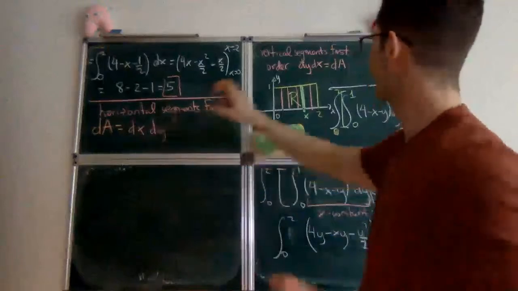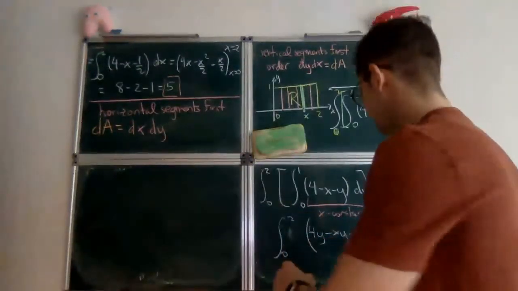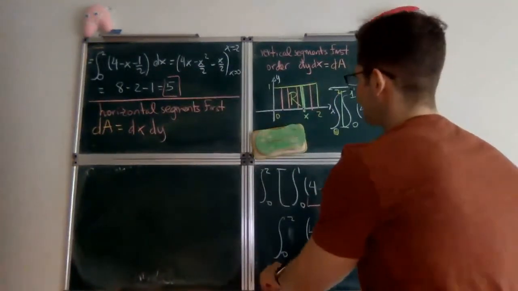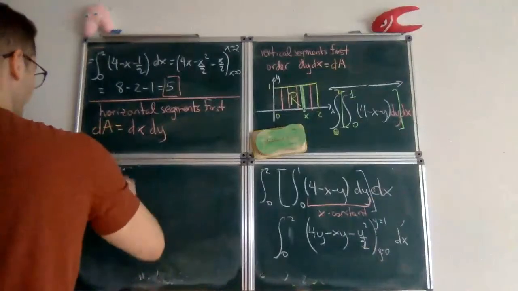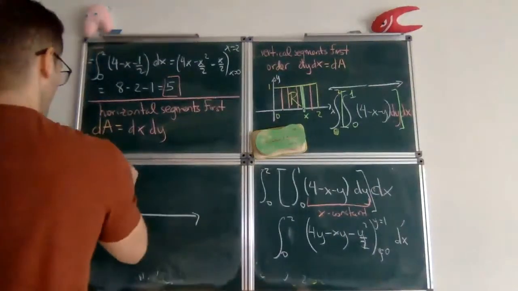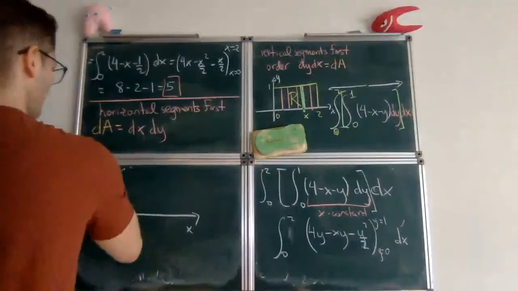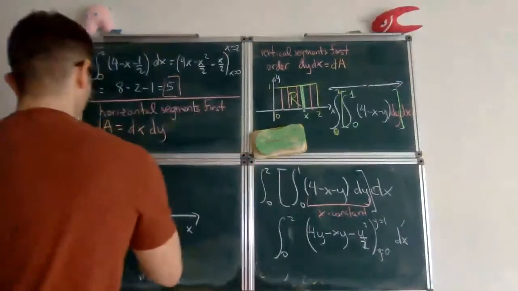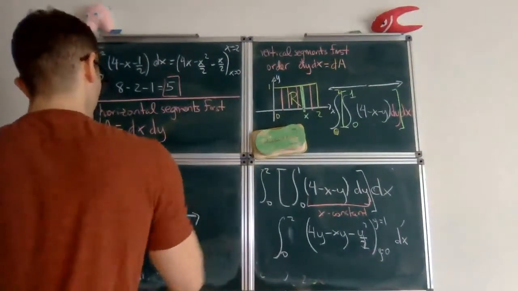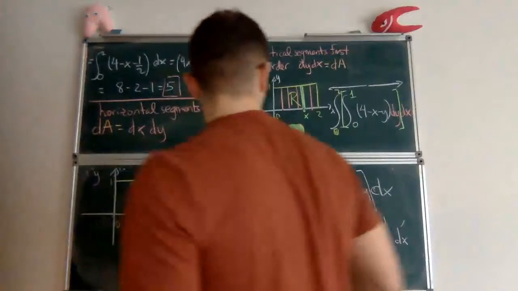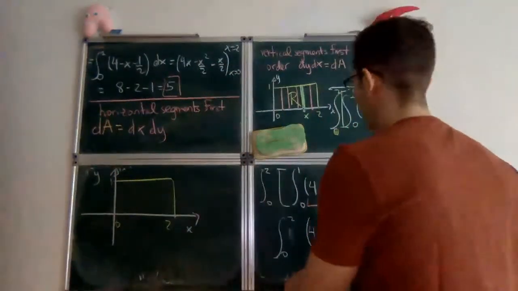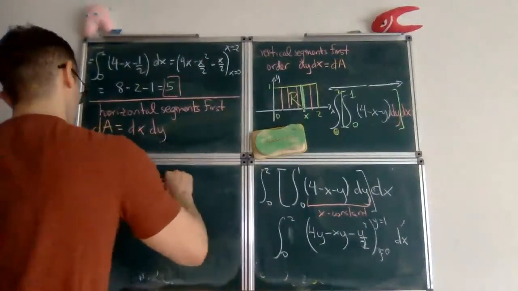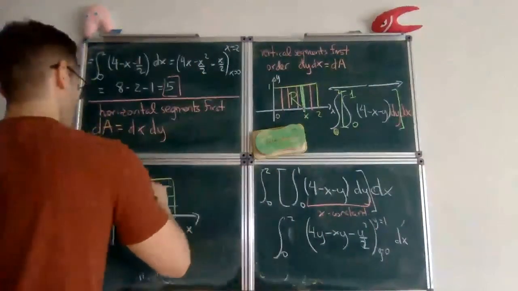So notice that I have flipped the order, okay? So again, what are the practical consequences of this? So let me draw this region one more time here. Here you have 0, 2, here you have 0, 1. And now you're using horizontal arrows.